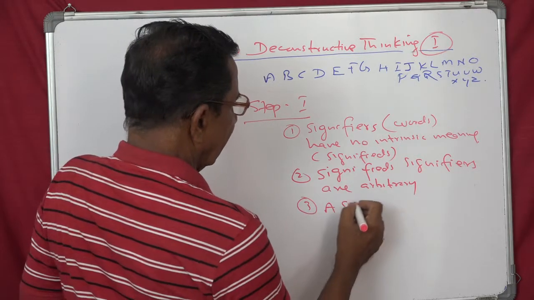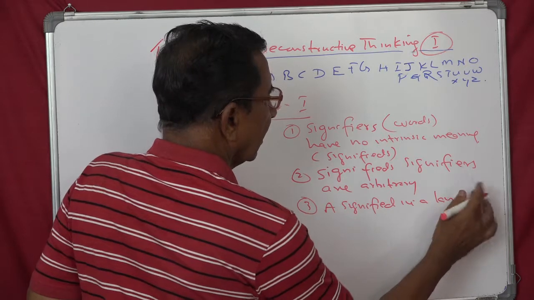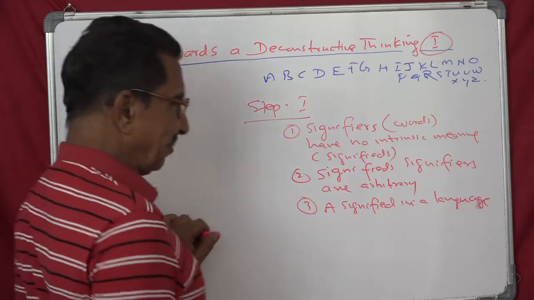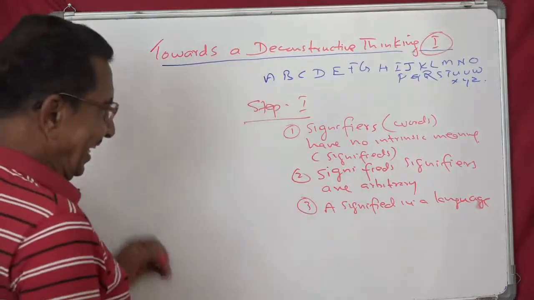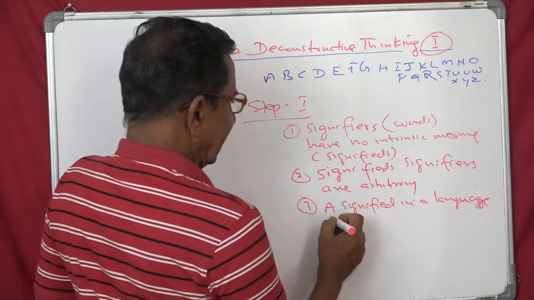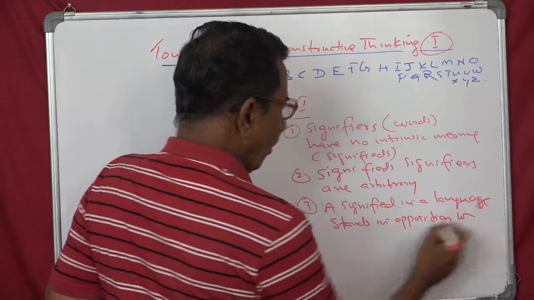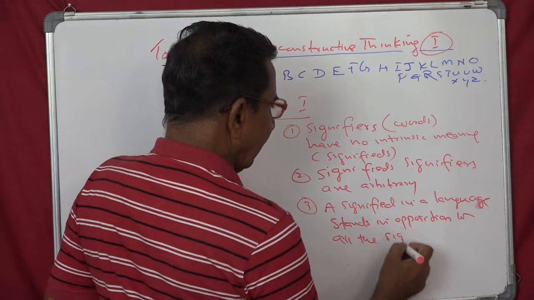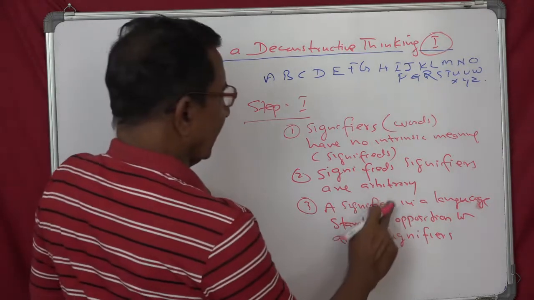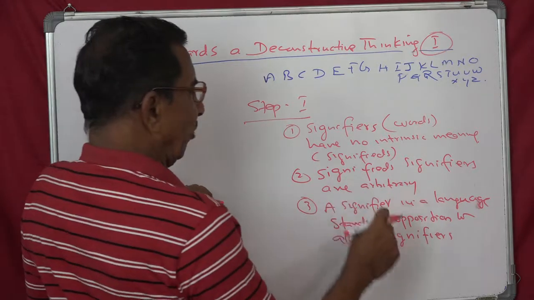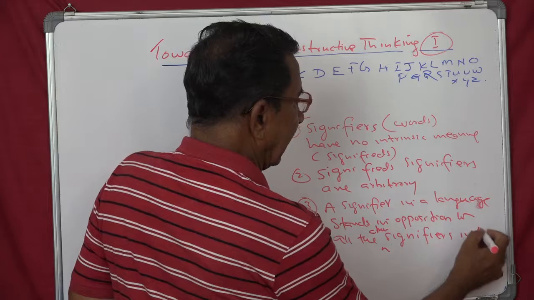But third, a signifier in a language. Because I am talking to you about deconstruction, my signifiers are also getting deconstructed. A signifier in a language stands in opposition to or difference from all the other signifiers in that language.